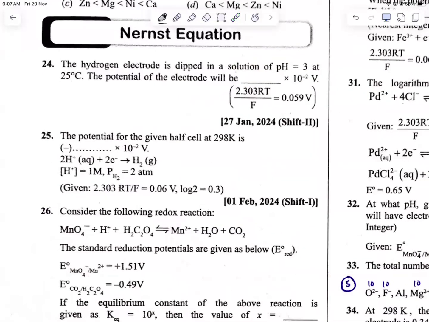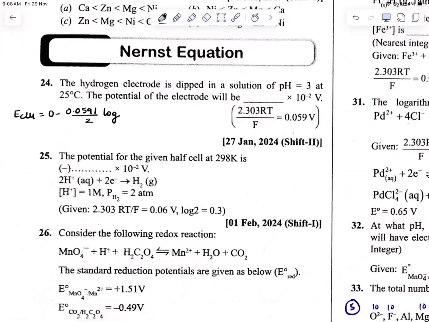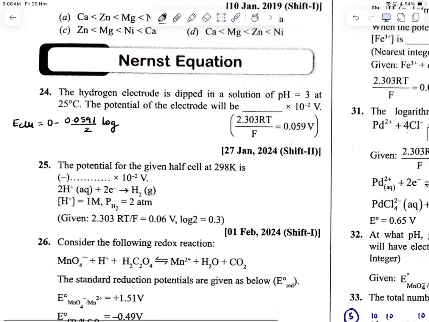See, what is being asked is E cell is equal to E naught cell, E naught cell is 0, minus 0.0591 by 2 log of Q. So what will be Q here? Because it is about the hydrogen electrode dipped in a solution of pH 3. The potential of the electrode will be how much? Okay, so here I can say that 2H plus plus 2 electrons is giving out H2 gas. Then what will be the value here? So I can write it as pressure of H2 divided by H plus concentration whole square.